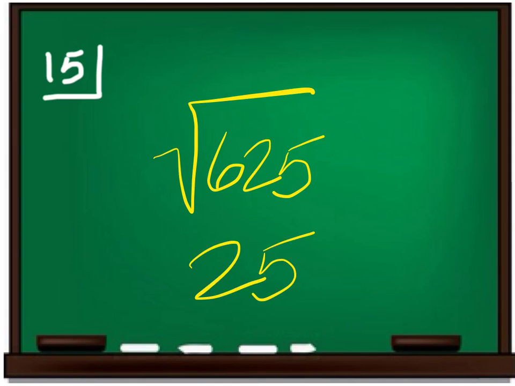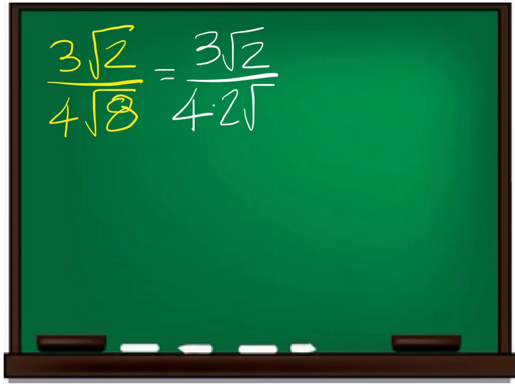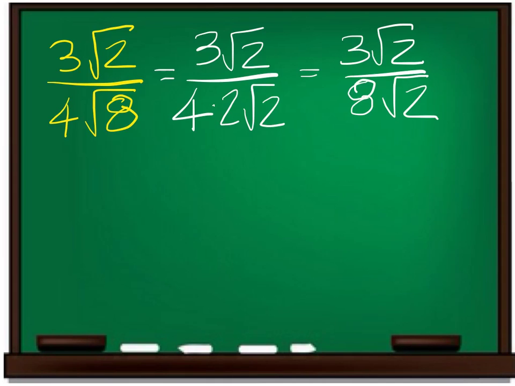25. Here's example 1. 3 square root of 2 over 4 square root of 8. Simplify where you can first if possible. The top is okay, but the bottom has a square root of 8 in it. So break that one up. We know that the square root of 8 is 2 square root of 2. We've done that many times. So we have 8 square root of 2 on the bottom.